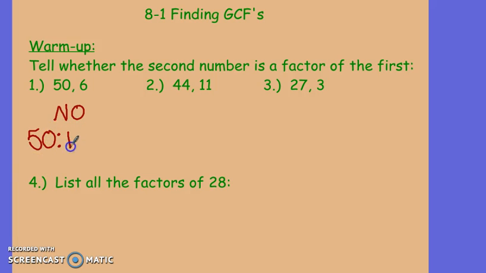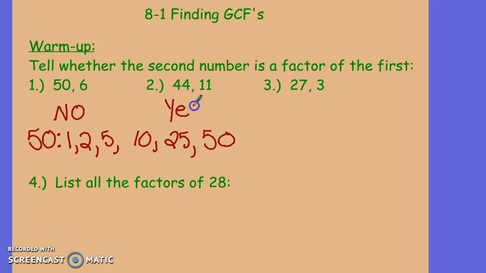is I say, well, 1 times 50. 2 times 25. Those are factors. 3, no. 4, no. 5 times 10. And so on and so forth. So those are your factors. So notice 6 is not on that list. So 6 is not a factor.